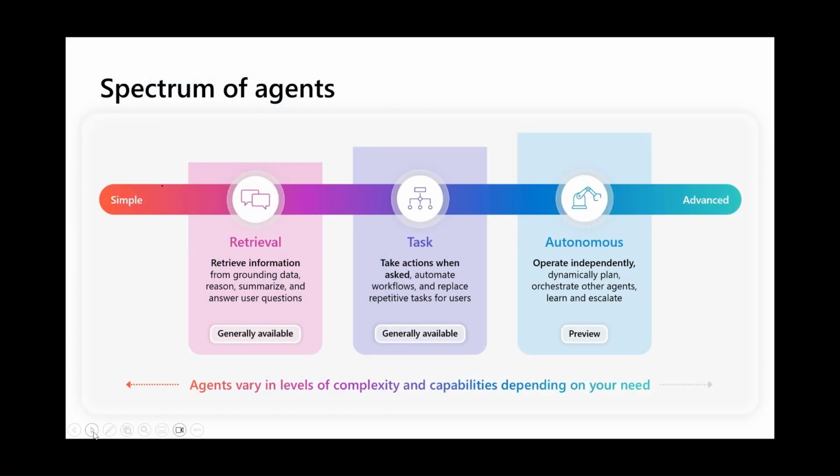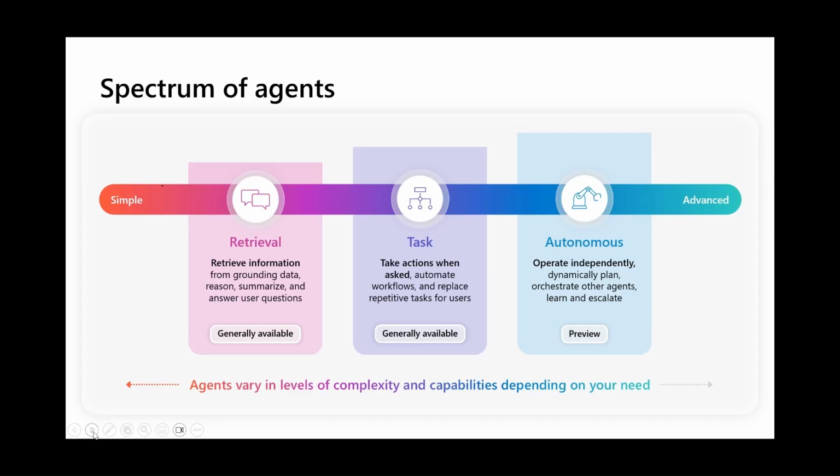So I mentioned the spectrum of agents. On the left-hand side here, we've got our simple retrieval-based agents. We're retrieving information more like a Q&A from the grounding data. We reason over that data. So think a controlled document or policies and procedures. Things like asking, oh, what leave are we entitled to? What's the process of applying for leave? Those type of retrieval items.